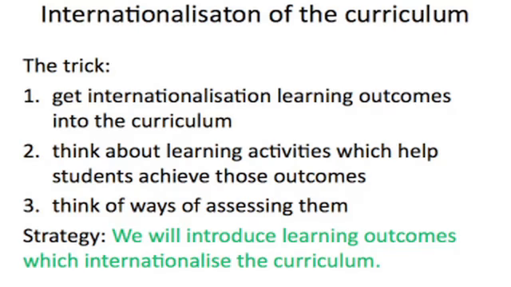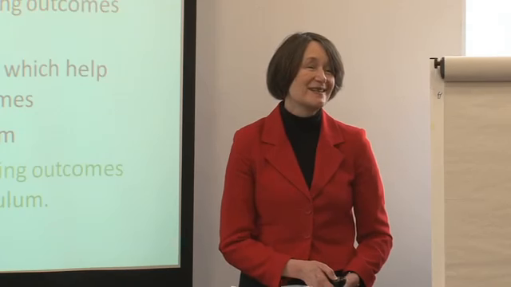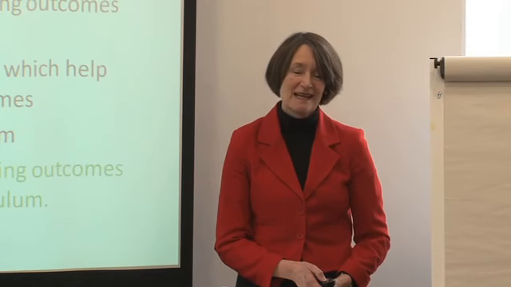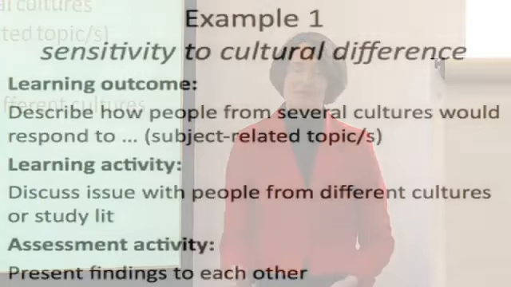And I think that the trick is to get internationalisation learning outcomes into the curriculum. And I'm going to give you some examples of those in a second. And then think about learning activities which would help the students to achieve those outcomes, and think of ways of assessing them. So those 3 steps: that you have a learning outcome, think of the activity, and you think of assessment. And in your strategy, you could, therefore, if you manage to think of a few ways of doing this, introduce learning outcomes which internationalise the curriculum.